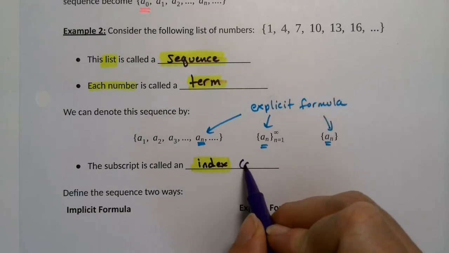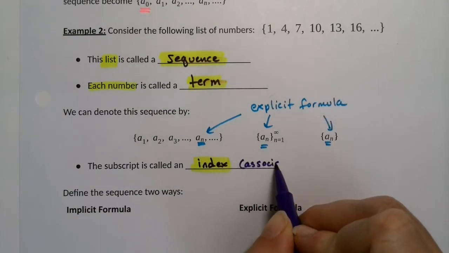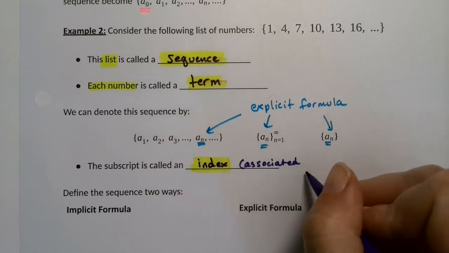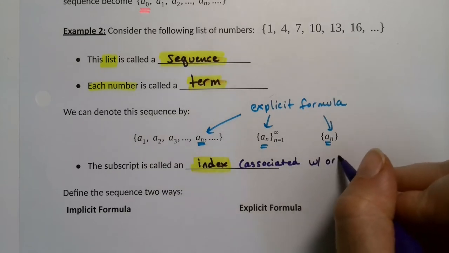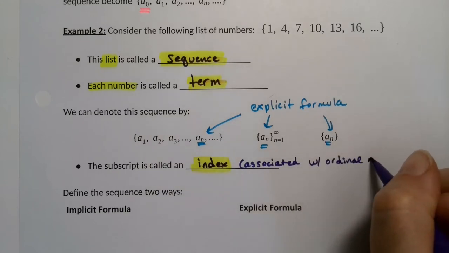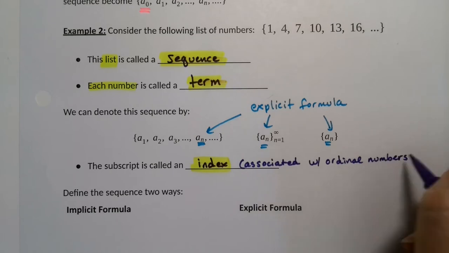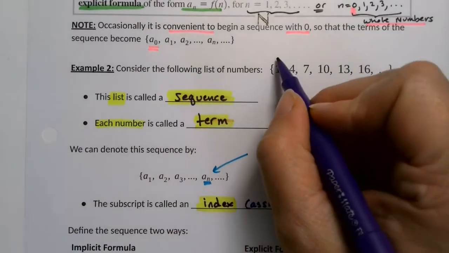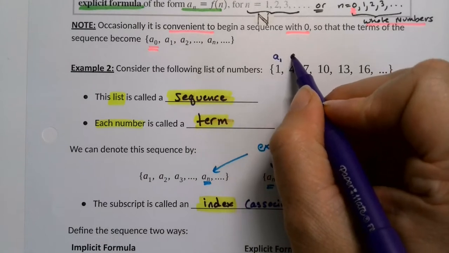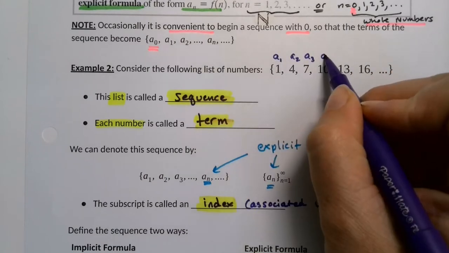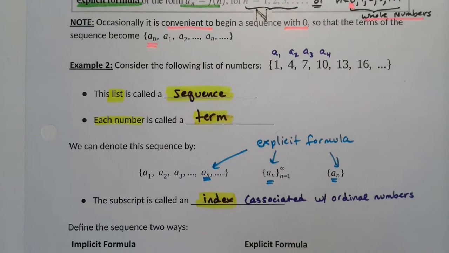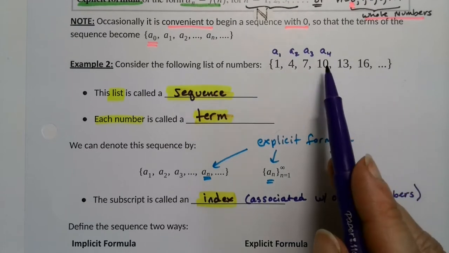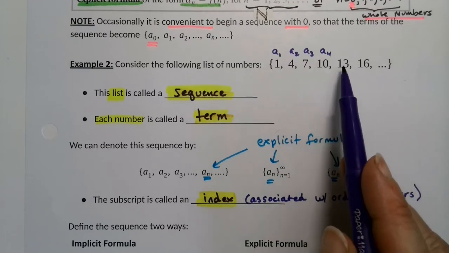So they're associated with the ordinal numbers, right? Because you're thinking it's the first, it's the second, it's the third, it's the fourth. So if you will, this is a sub 1, this is a sub 2, this is a sub 3, this is a sub 4, and so on. So you're saying that's the fourth one, so it's a sub 4. That's the fifth one, so it's a sub 5.